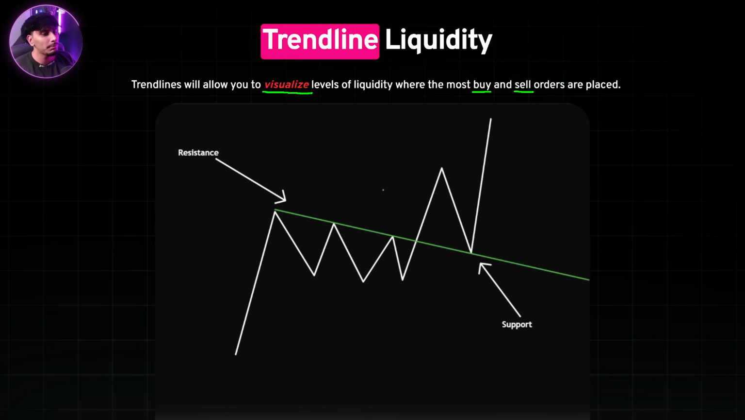Now, it's very important to mention, the stock market does not move because of trend lines. Just because you have a trend line and the stock breaks out of it, it's not breaking out of it because of the trend line. It's breaking out of it because of the buyers and sellers sitting near those liquidity areas. However, the trend line will help you visualize where those liquidity areas are.